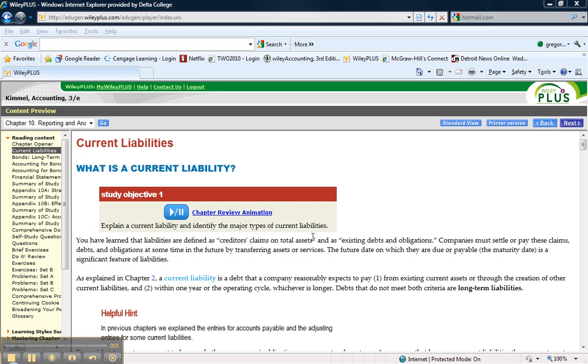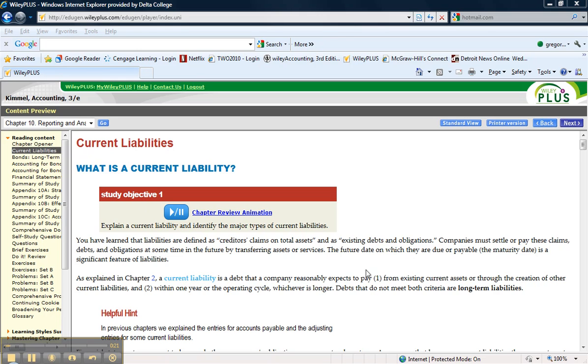Okay, I'm going to kind of breeze through chapter 10 here. Chapter 10 is all about liabilities. So we're going to talk first about current liabilities, which are liabilities due within a year or one operating cycle, but it's typically within a year. And then we're going to move into talking about some long-term liabilities and bonds a little bit.